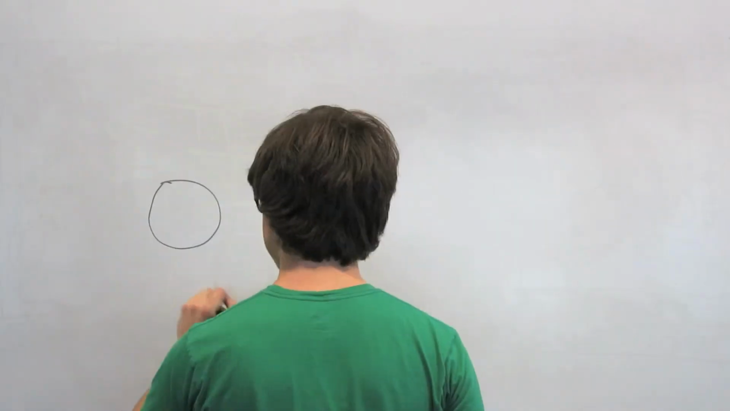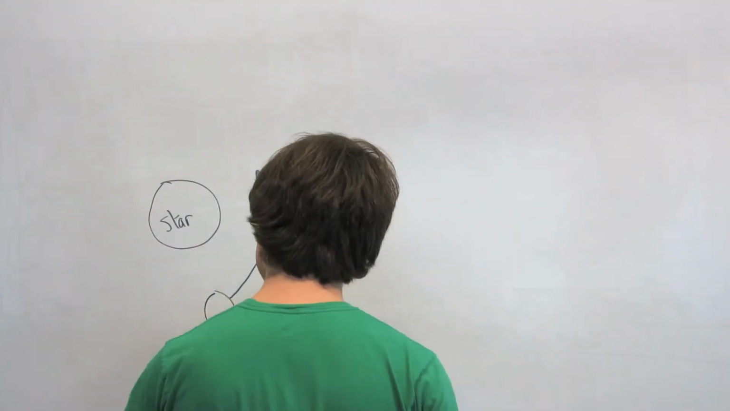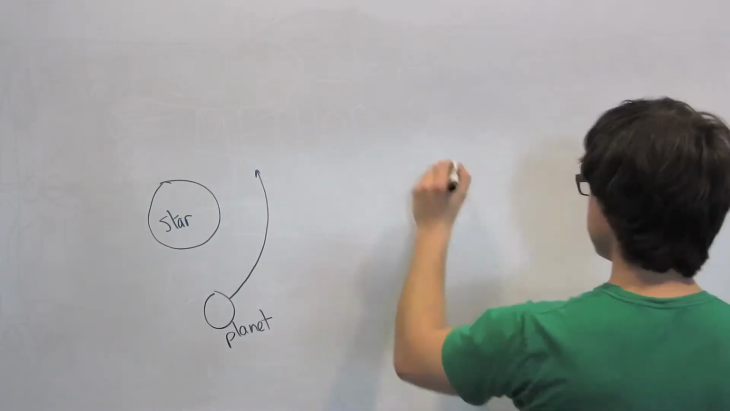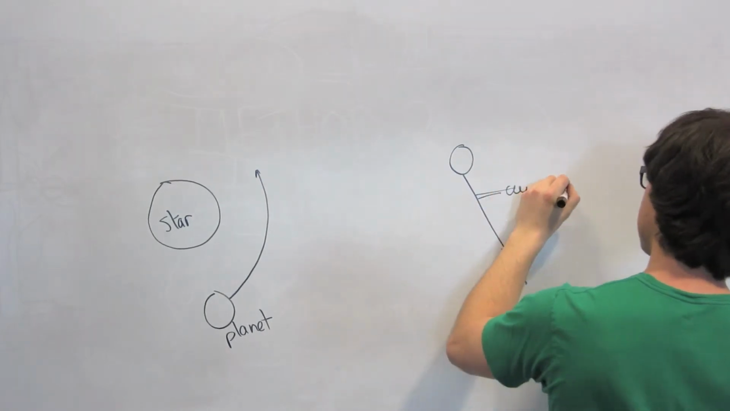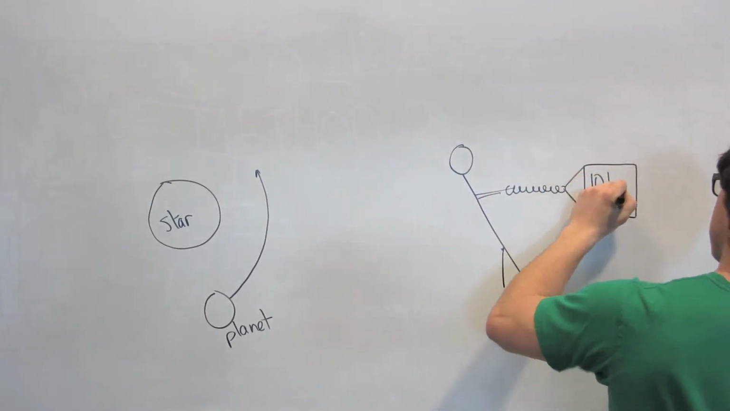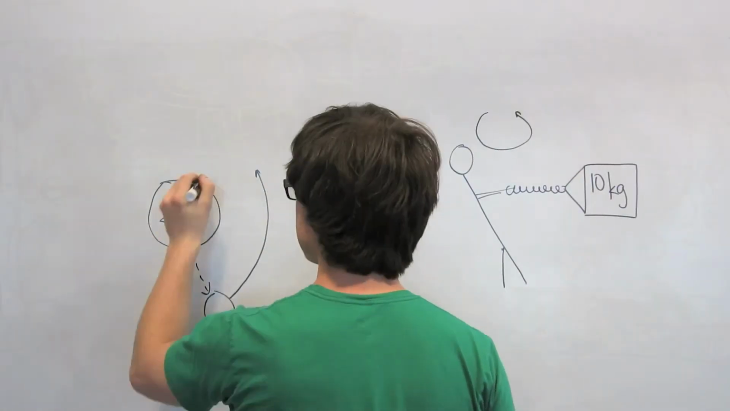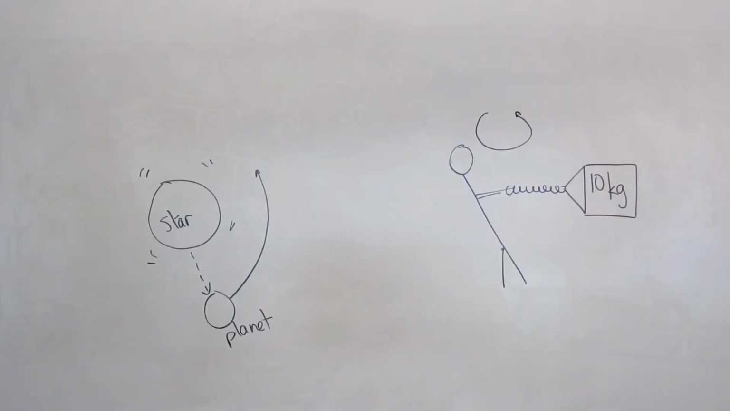This method relies on the fact that when a planet revolves around a star, the planet exerts a small gravitational force of its own on the star. As the planet goes around, it pulls on the star, much like a heavy object swinging on a rope pulls on the person doing the swinging. The star then wobbles around at the same rate as the planet orbits.